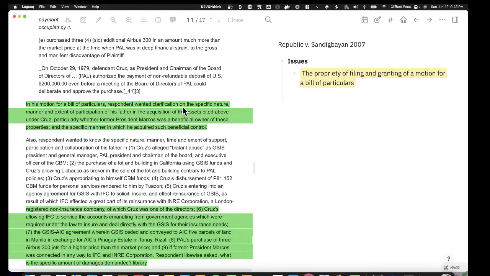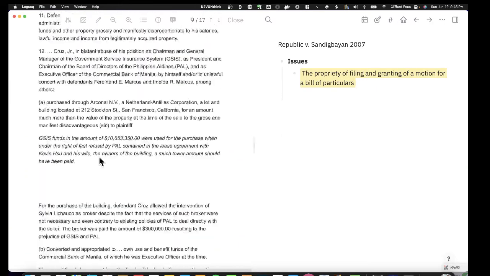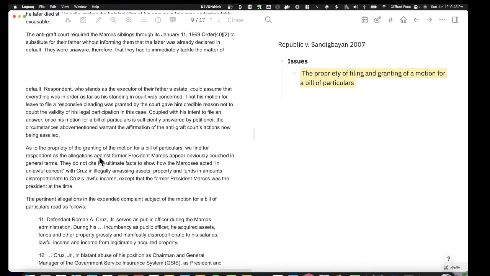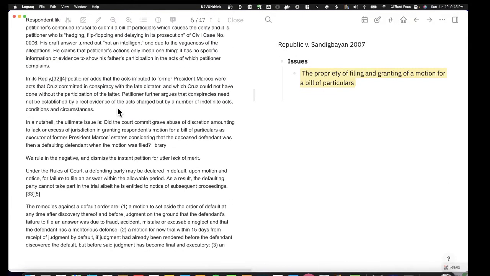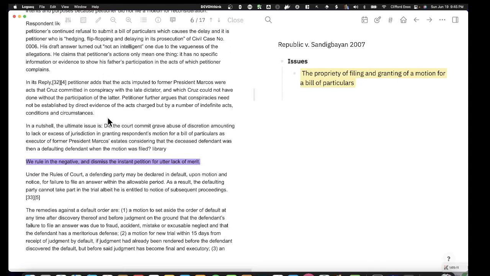Respondent wanted clarification of the specific nature and extent of the participation of his father in acquisition of assets cited above under Cruz, particularly whether former President Marcos was a beneficial owner of these properties and the specific manner in which he acquires his beneficial control. All right. So, the main issue, and then let's go to the Supreme Court ruling. Ito mayroon na siyang ruling. We rule in the negative and dismiss the petition. Okay, so the ultimate issue, in a nutshell, hanggang dyan lang.